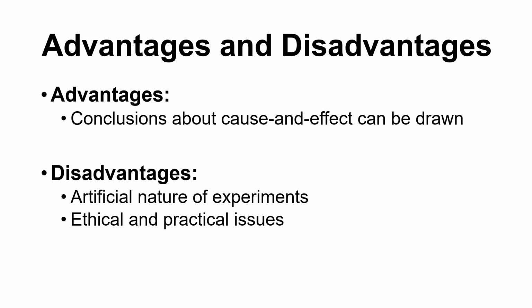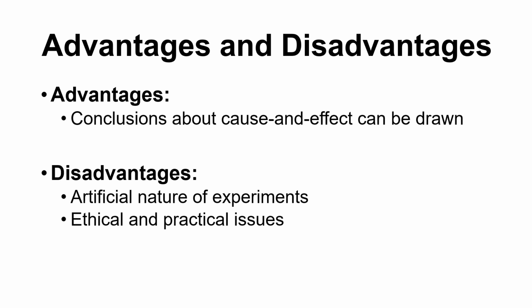The biggest advantage that we've talked about already is the fact that experiments allow us to make conclusions about cause and effect. So if we conduct an experiment, we can make conclusions about causal relationships. This gives us a lot of power to figure out what's driving different scenarios because of those manipulations. We do, however, have some limitations to consider.